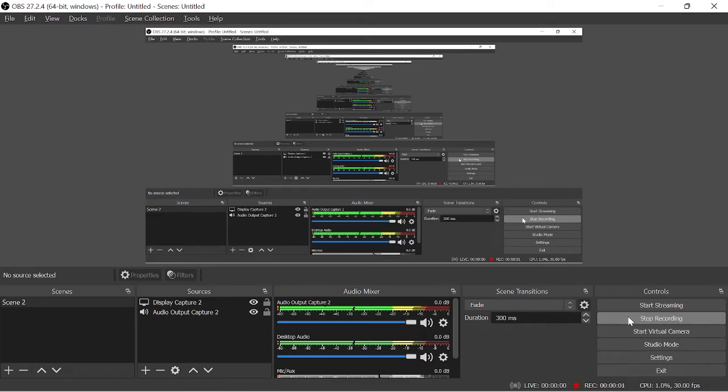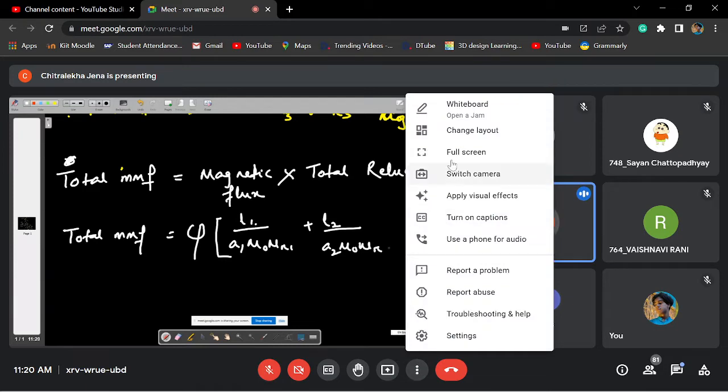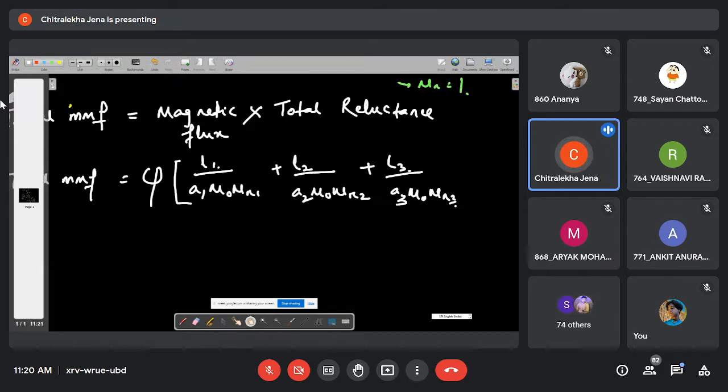1 plus L2 divided by A2 into mu 0 into mu R2 plus L3 divided by A3 into mu 0 into mu R3 plus, the last one is your what? Plus Lg divided by Ag into mu naught. Understood up to this? Yes, ma'am.